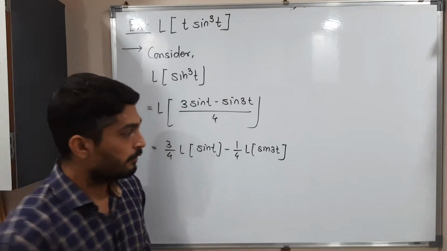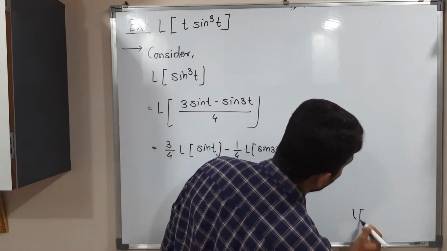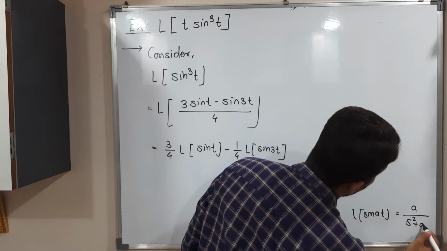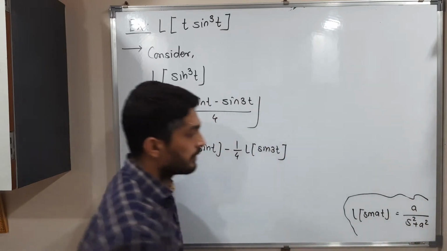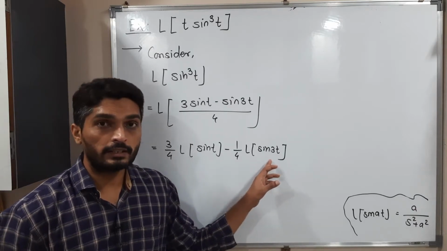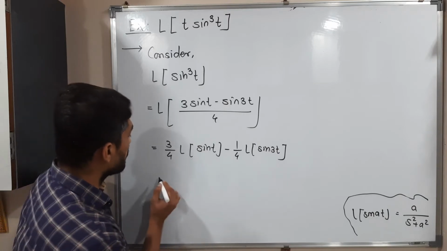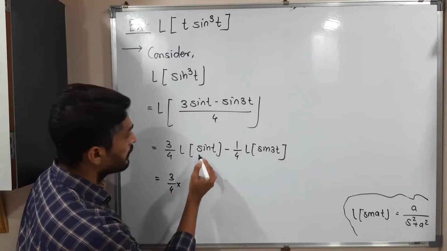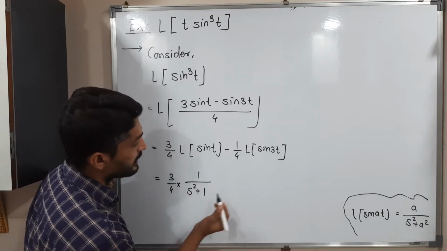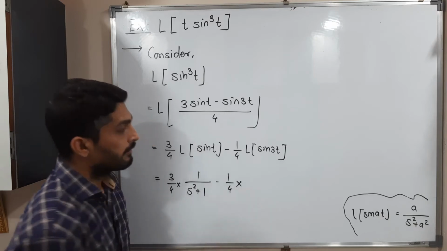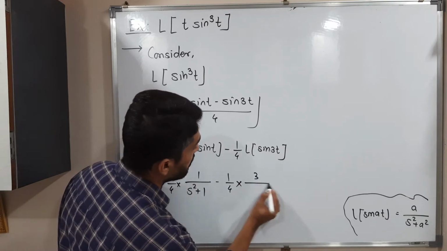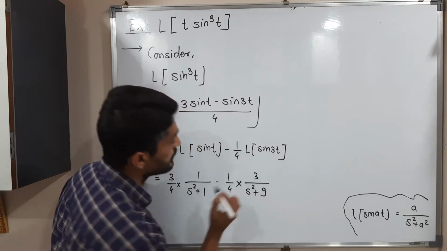After that, we have to apply the formula. Let me write here the Laplace of sine at is equal to a upon s square plus a square. So this formula we have. I am going to use this formula here. Here a is equal to 1. And if you apply the same formula here, here a is equal to 3. So it will be like this, 3 by 4, sine t, its Laplace is 1 upon s square plus 1 square, minus 1 by 4 into, when you apply the same formula here, a is equal to 3, so 3 upon s square plus 3 square, which is 9.